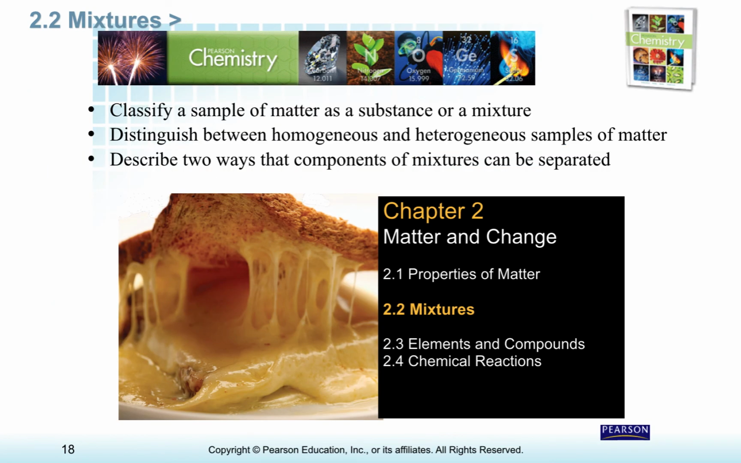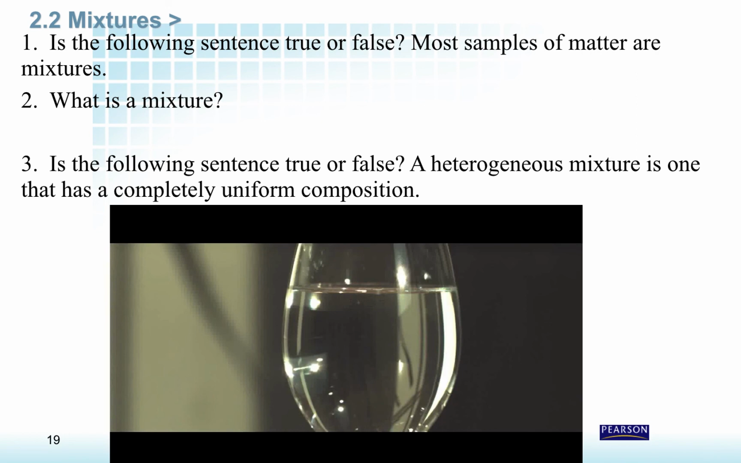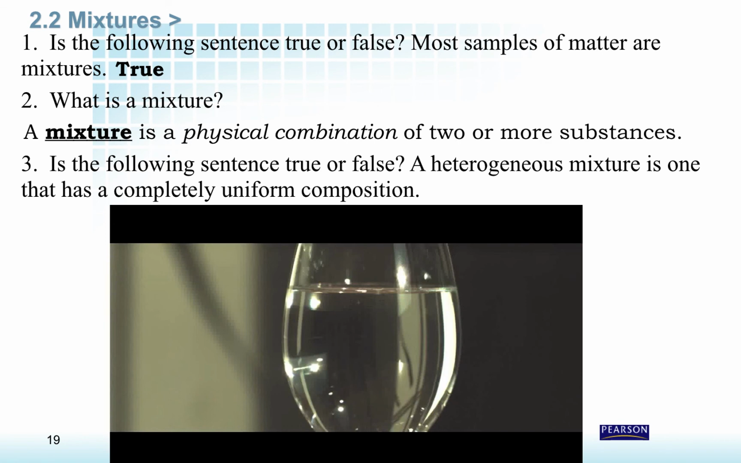2.2, mixtures. We're going to classify a substance of matter as a substance or a mixture. We're going to distinguish between homogeneous and heterogeneous samples. And we're going to describe two ways that components of mixtures can be separated. Most samples of matter are mixtures. That is true. A mixture is a physical combination of two or more substances.